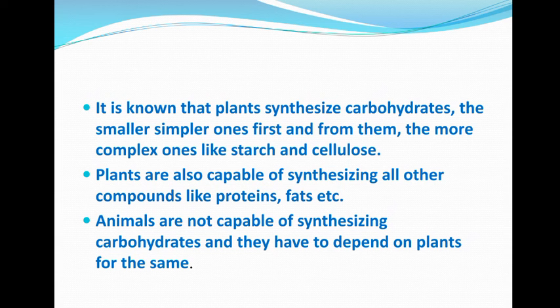Coming to animals, animals are not capable of synthesizing carbohydrates. These animals are considered heterotrophic organisms. Why? Because they depend on other organisms for their food. They cannot synthesize their food by themselves. But plants are autotrophic organisms. They can synthesize their own food materials.